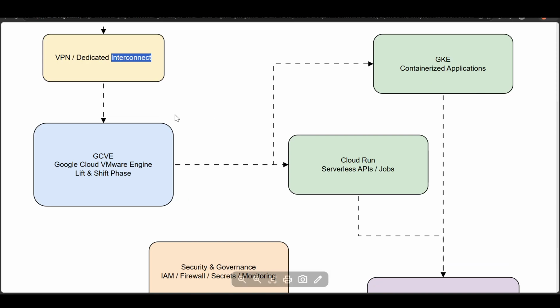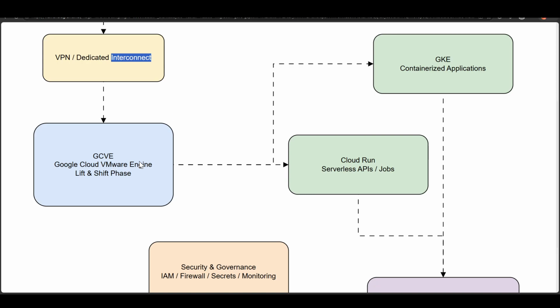All right, so that's pretty much the way you set it up. Once the workloads are running on GCP, the next step is to modernize. This is where you move from the VMware-based workloads to cloud-native services. Let me give a few examples.